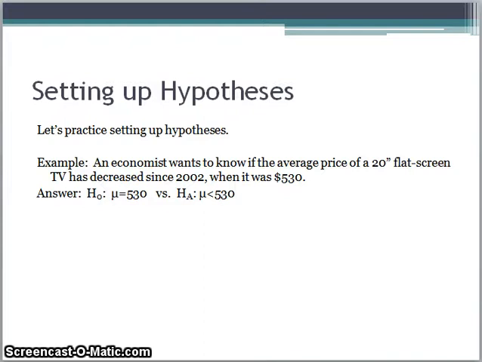Alright, so here's the answer. We want to know if the average price has decreased. So decreased means less than. When it was 530, so we're comparing, is it less than 530 now? And of course that means that the null hypothesis is equal to. So I hope you got that right. But let's do a couple more.